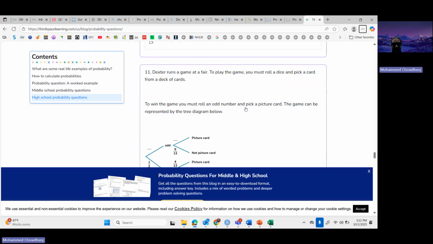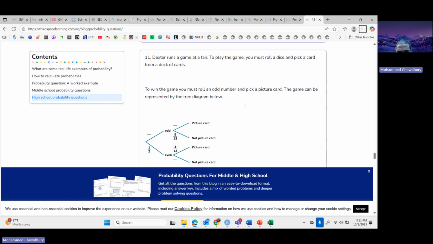Dexter runs a game at a fair. To play the game, you must roll a dice and pick a card from a deck of cards. To win the game, you must roll an odd number and pick a picture card. The game can be represented by the tree diagram below.